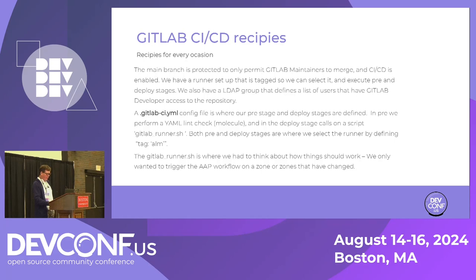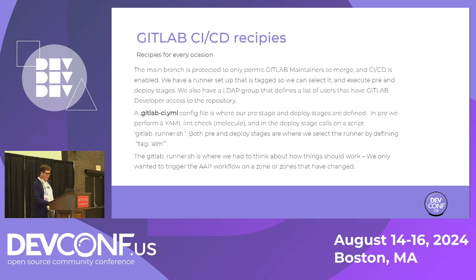So we have some GitLab CI/CD recipes. We have the GitLab CI YAML, where we defined our pre and deploy stages. In pre, we just perform a basic YAML check at the moment using Molecule. So when a merge request is created, basic YAML syntax checks are performed on the inventory itself. And then the deploy stage of the CI/CD configuration runs a GitLab runner script, which is just a simple shell script. And we select the runner itself via the tag setting.